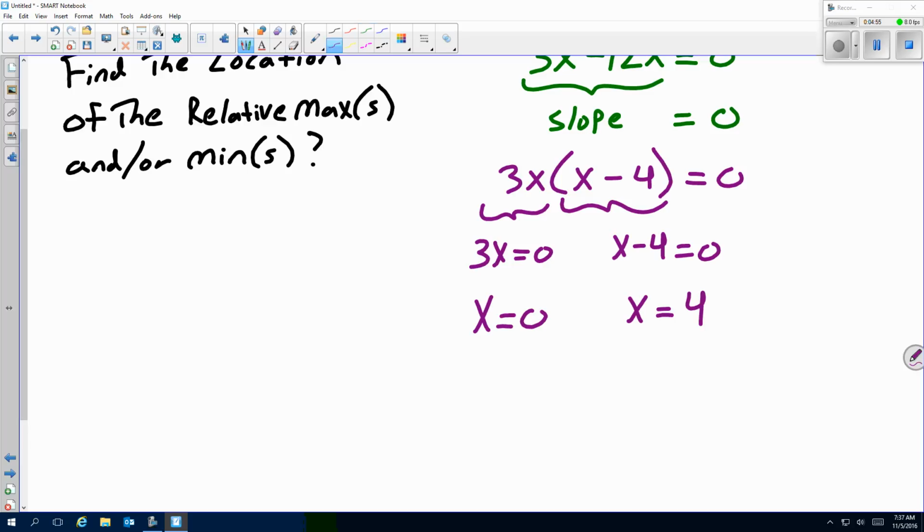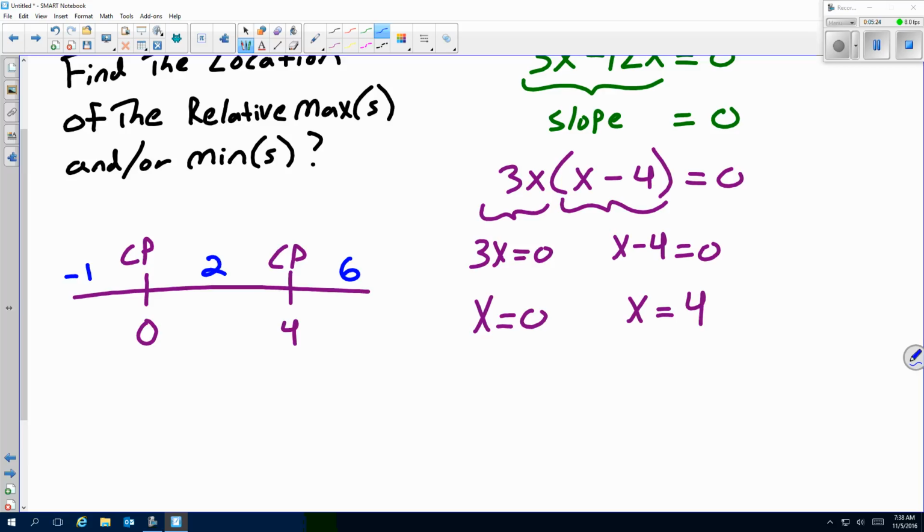So let's come over here and make a number line. I want to use my critical point of 0 and my critical point of 4. Again, I want to write down CP. These are my critical points, so I don't forget. And now I can take a number around these. Let's take a number less than 0, maybe negative 1. I'm going to take a number between 0 and 4, maybe 2. And let's take a number greater than 4, possibly 6. 6 is a number that is larger than 4.